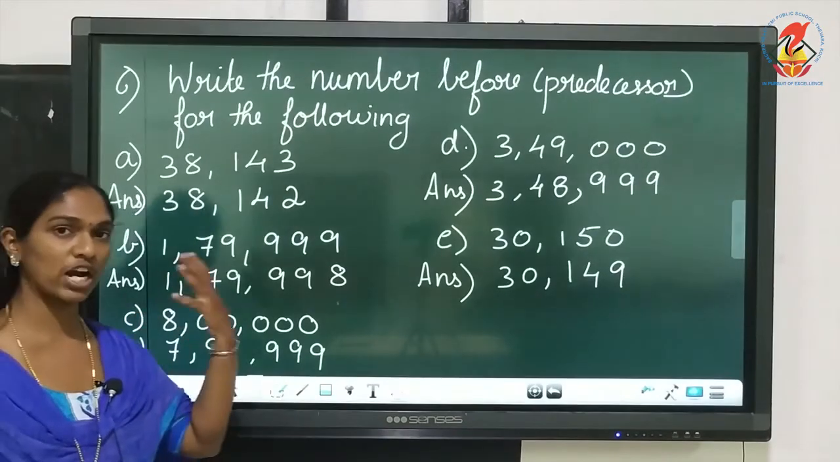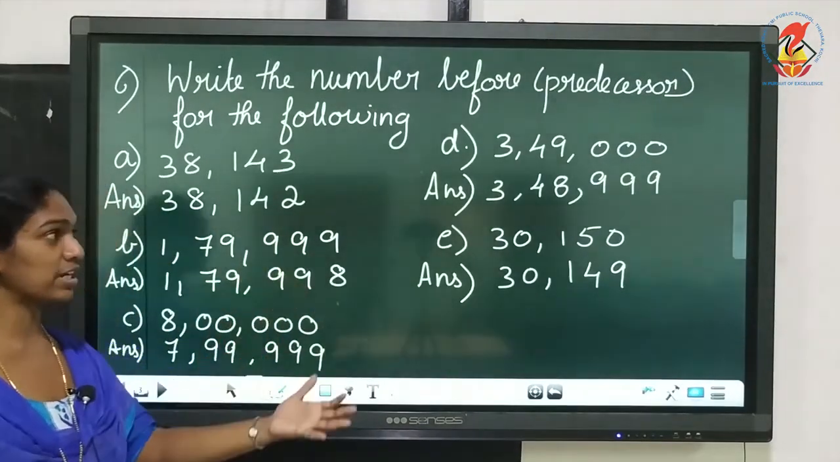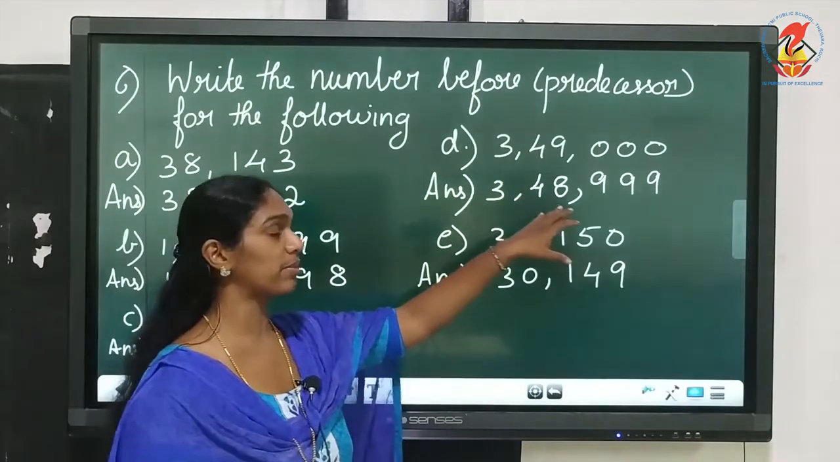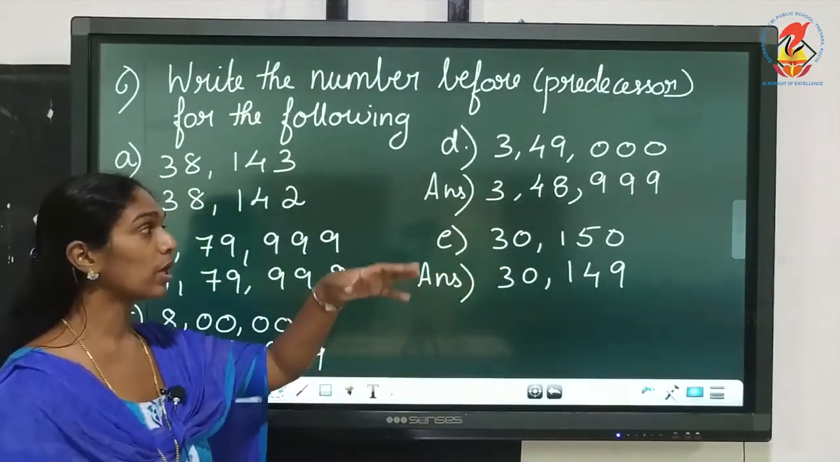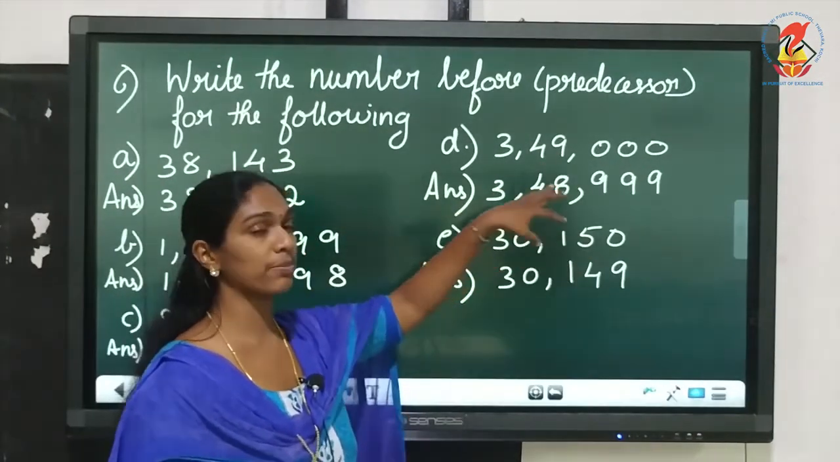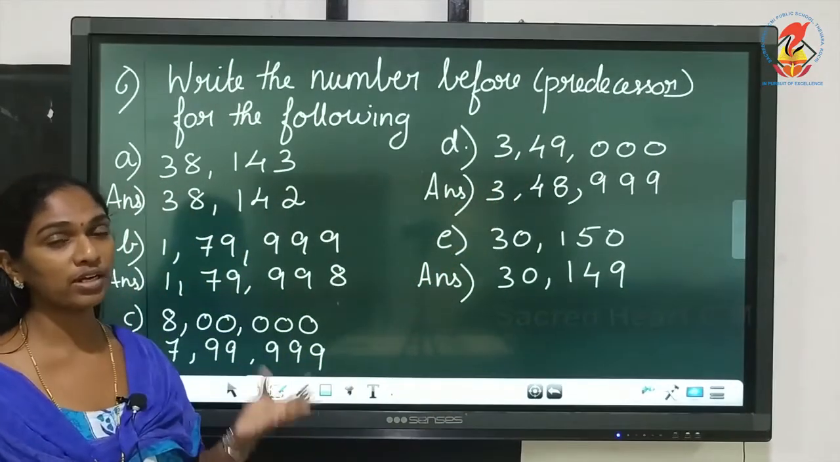When you are writing the successor, all the 9s will become 0 and the number before 9 will become 1 more. When you are writing the predecessor, all the zeros at the end of a number will become 9. All the zeros will become 9 and the number before 0 will become 1 less.